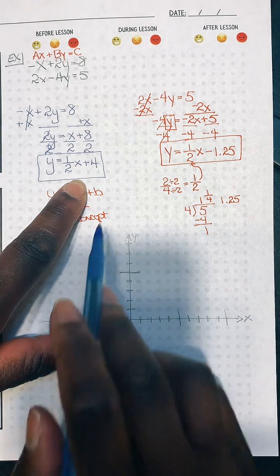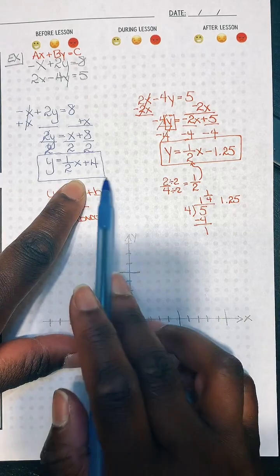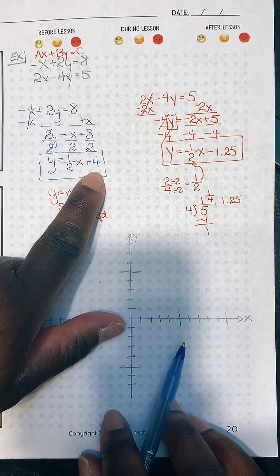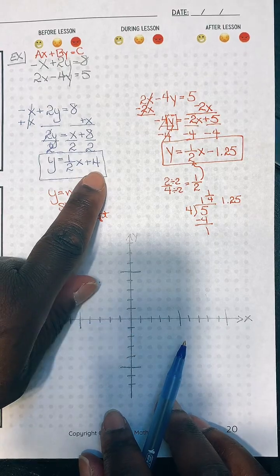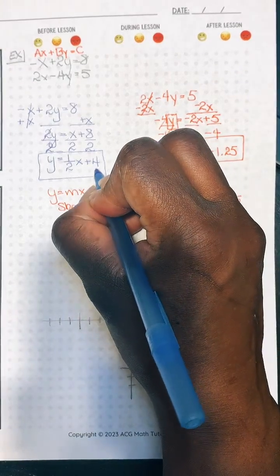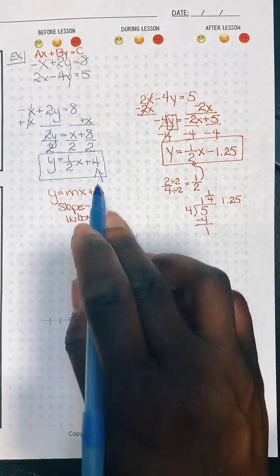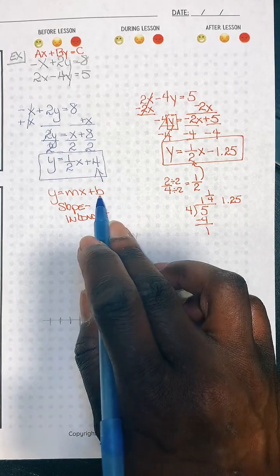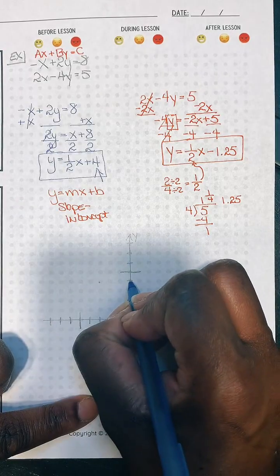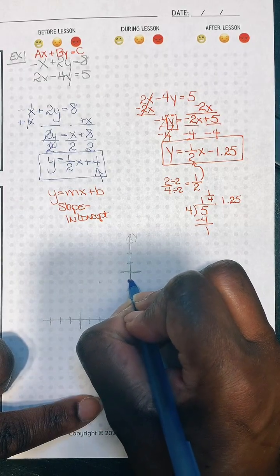Okay. So remember, your starting point is always your y-intercept. And our y-intercept in this case is 4. Anytime you're about to graph, you always start at the y-intercept. You always start at the b. Okay? So on the y-axis, my first point is going to be at 0, 4.